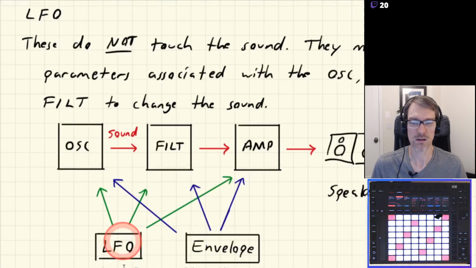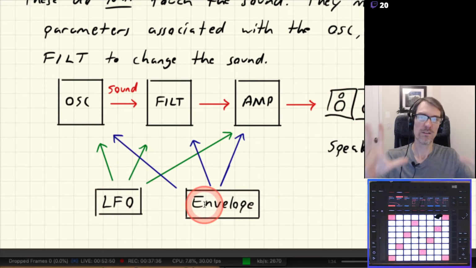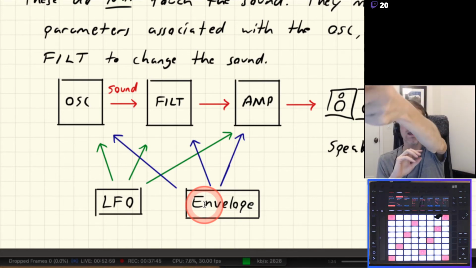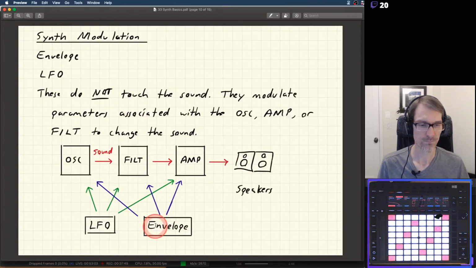And I've got a little picture down here of how this works. You can see we've got our oscillator, filter, and amplifier. The sound is the red arrows going through here to our speakers. The LFO and the envelopes live outside of those three main parts. They live outside of the oscillator, the filter, and the amplifier, and they just reach in and adjust things as needed.